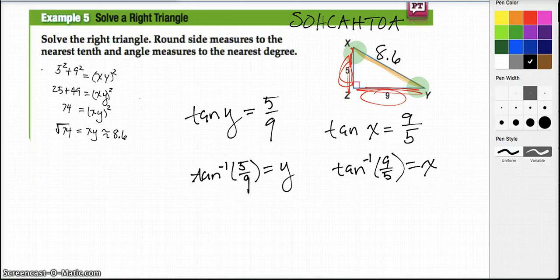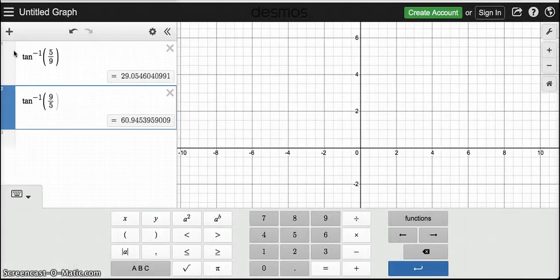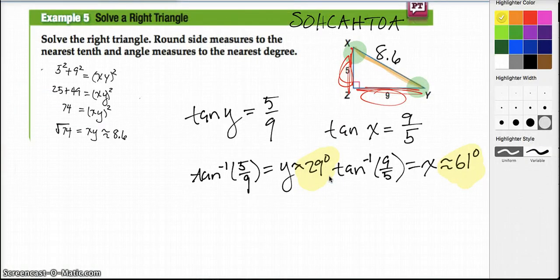We get these two situations that we're going to solve using Desmos. So let's go over to Desmos. There we have it. I calculate the inverse tangent of 5/9 and I get 29 degrees. Then I calculate the inverse tan of 9/5, and I get approximately 61 degrees. And so y is approximately 29 degrees and x is approximately 61.